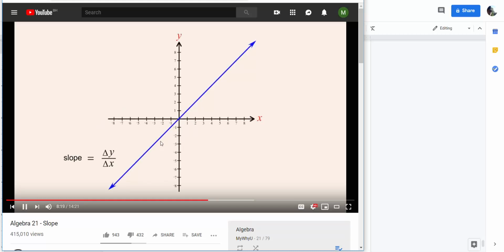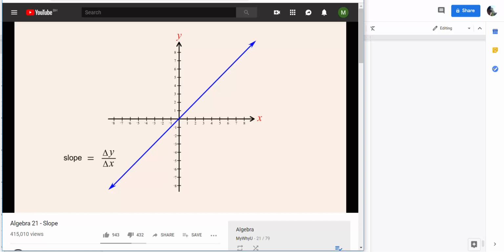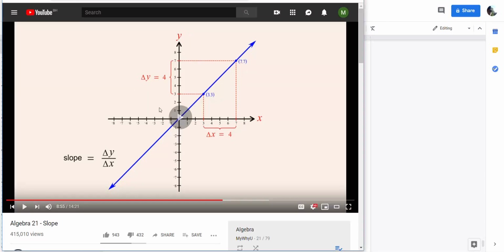As an example, let's use this to calculate the slope for a line which runs through 2 points with coordinates 3, 3 and 7, 7. First, we calculate delta y and delta x. As we saw before, delta y is the y-coordinate of the right point minus the y-coordinate of the left point. So delta y is 7 minus 3, or 4. Likewise, delta x is also 7 minus 3, or 4. So the slope, delta y over delta x, is 4 divided by 4, or 1.